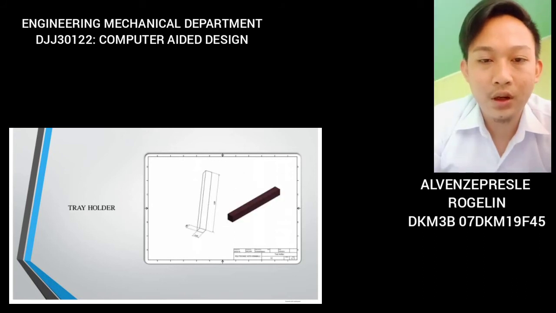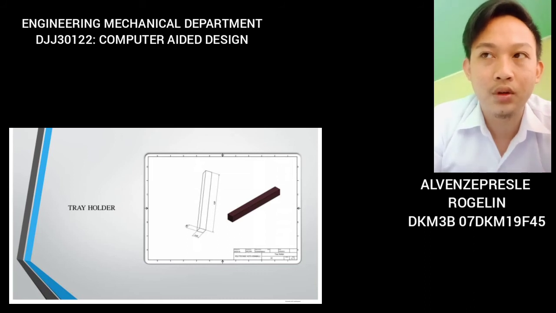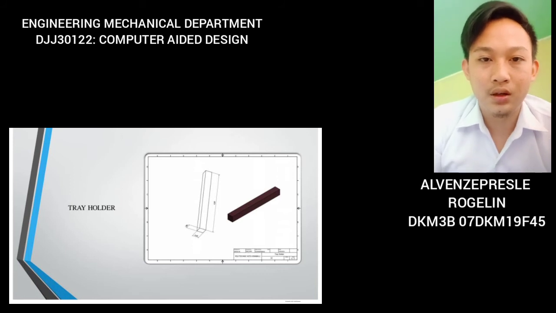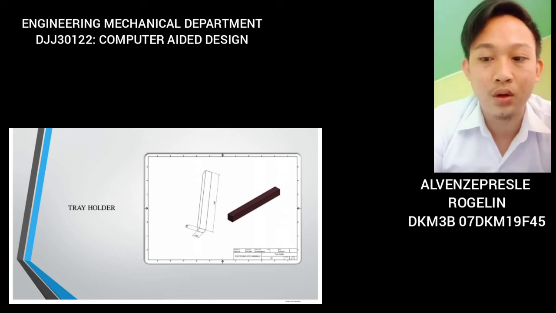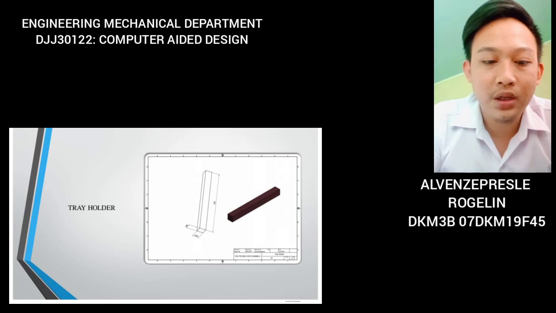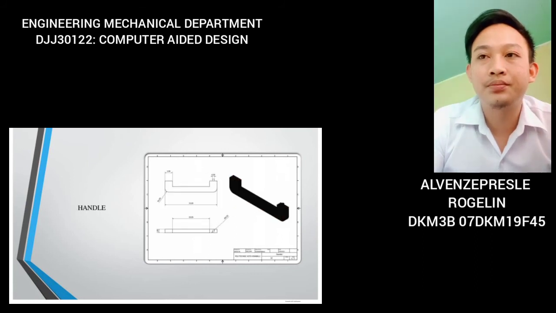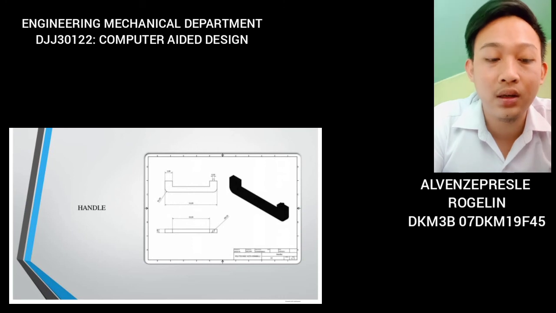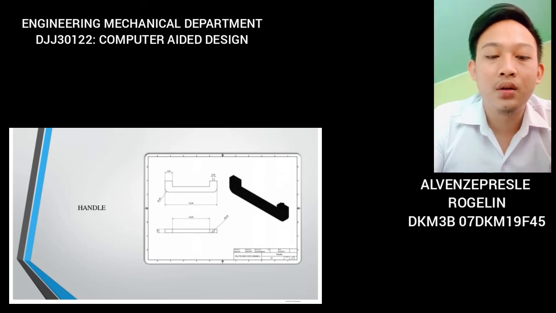Next is the tray holder. The tray holder has a length of 0.60 millimeter and the height is 6 millimeter, and at the middle of this part has one hole with 0.50 diameter. And the final part is the handle. The handle has a length of about 14 millimeter and the height is about 3 millimeter.